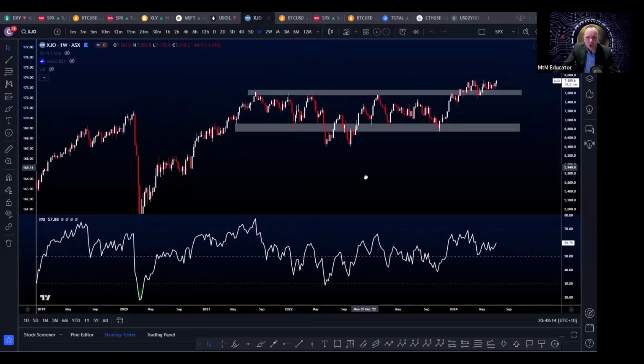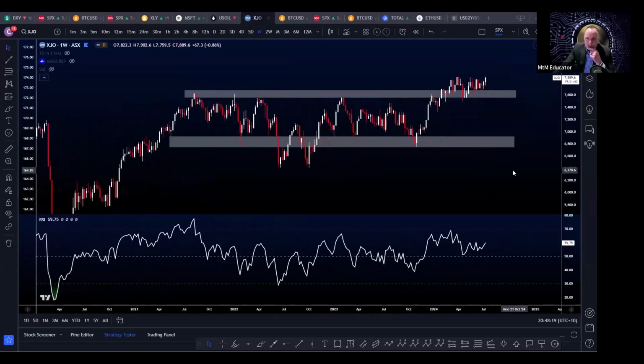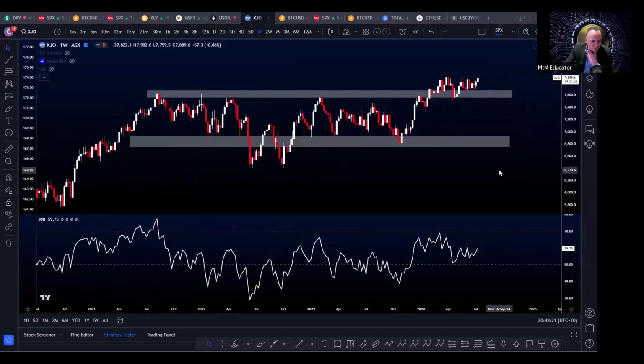Looking closer to home, XJO, the ASX. The ASX is a very different market to the American market. The American market is really heavy in technology. The ASX is really heavy in industrials, materials, financials. So what we are more aligned with is the FTSE, the London Exchange, in terms of the makeup.